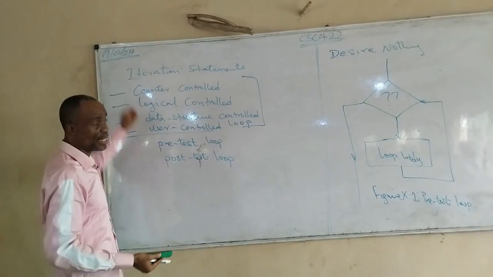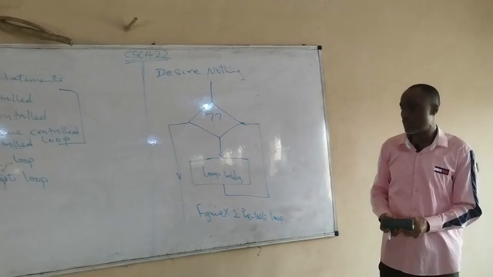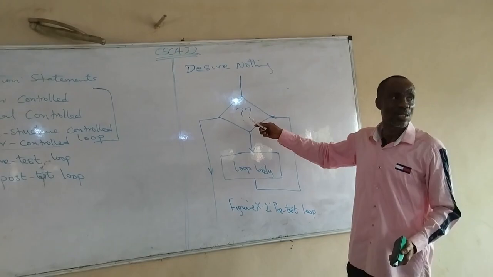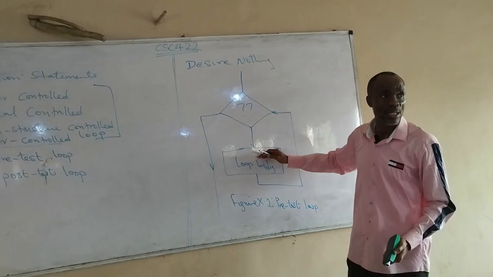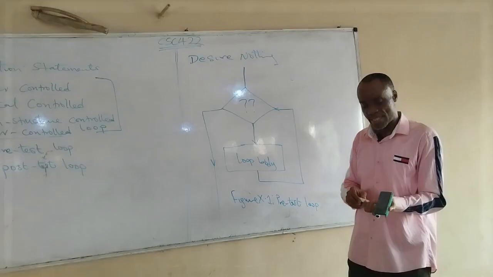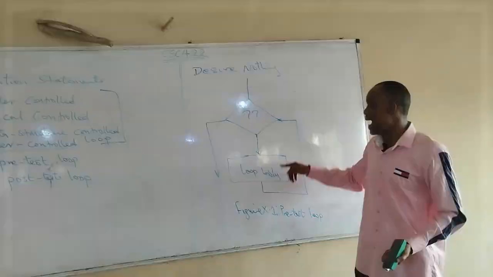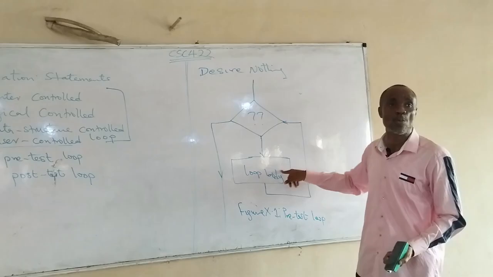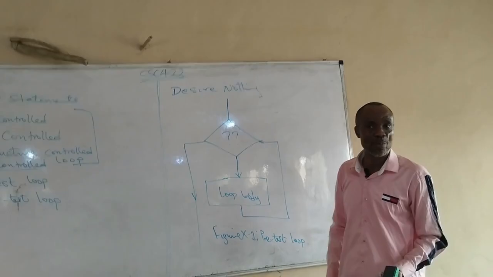Now, what is the advantage of the pretest feature? In a pretest, the decision of iteration is done before the loop body. Is that okay? I said the decision of iteration is done where? Before the loop body. That's one. Two, the loop body may not be iterated at all.